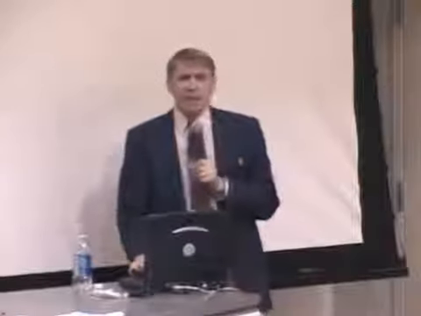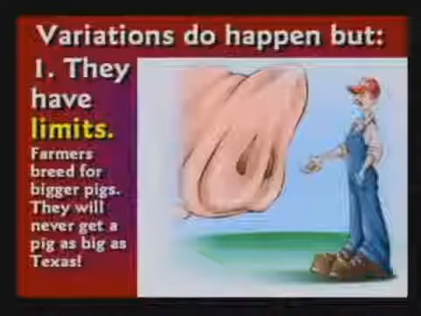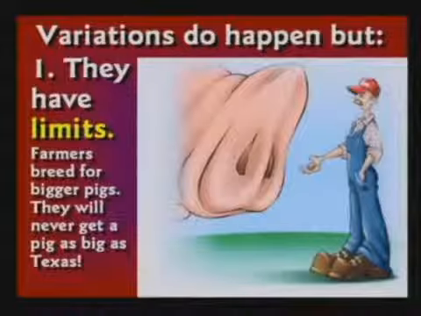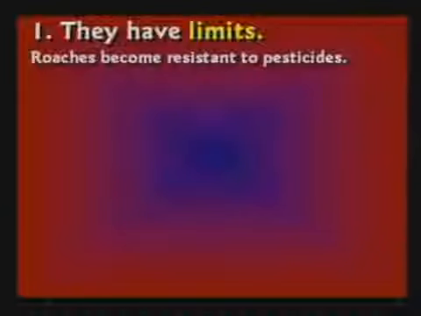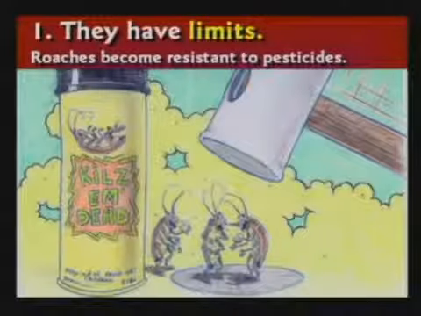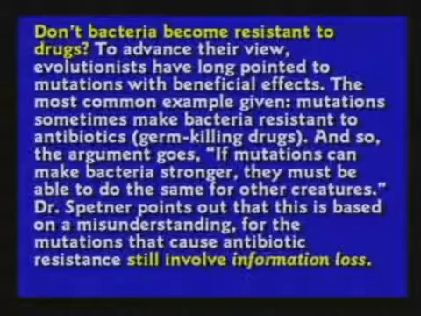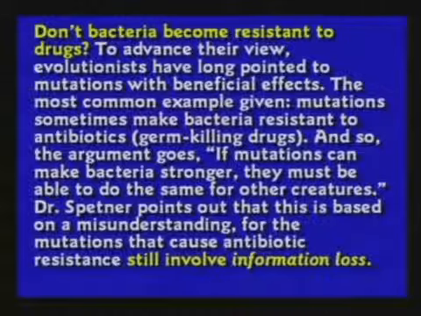Variations certainly happen, but they're limited. Farmers have been trying to get bigger pigs for a long time, but they'll never get a pig as big as Texas. There's a limit in there someplace, okay? Roaches become resistant to pesticides, but they will never become resistant to a sledgehammer. There's a limit, okay? People say, don't bacteria become resistant to drugs? Well, just hold on a minute.